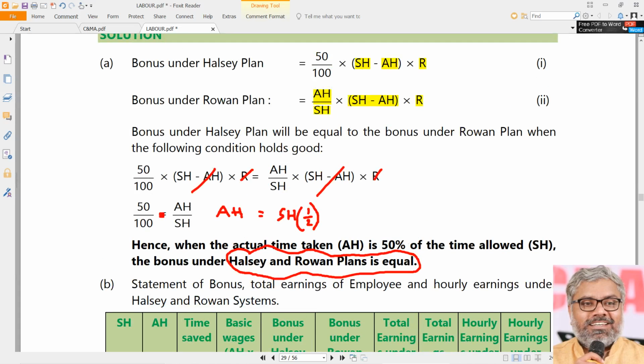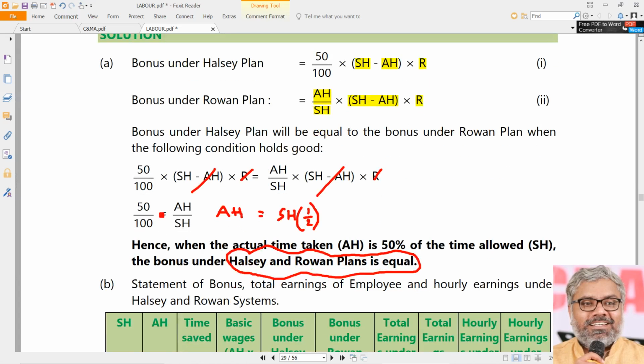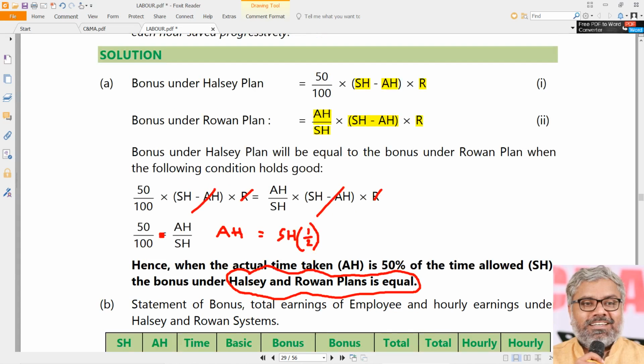Automatically every time it holds good, because this is generic. We have not used any numbers here. Directly we have used the notations, and you can use any other notations also. SH is standard hours, that can be called time allowed. AH is actual hours, that can be called time taken. SH minus AH is time saved. All these notations you can use.